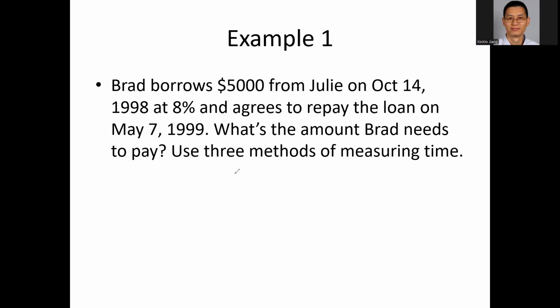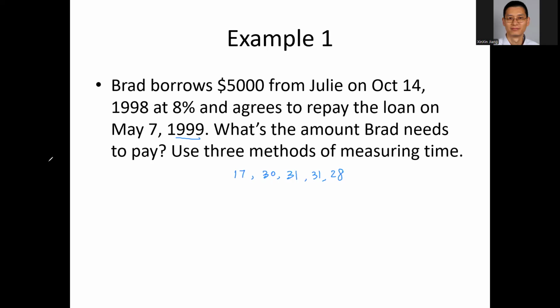It's actual over actual. October 14th to October 31st, so you have 17 days. And then November 30 days, December 31, and January 31, February 1999. It's not a leap year, so it's 29. Actually, sorry, 28.